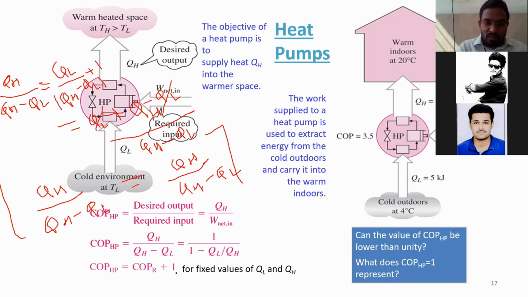Or in other words, in the exam they can ask to prove that COP of heat pump is greater than COP of refrigerator by unity. So if say COP of refrigerator is 0.75, then COP of heat pump operating between the same temperature source and sink will be 1.75. Is that clear to everyone?